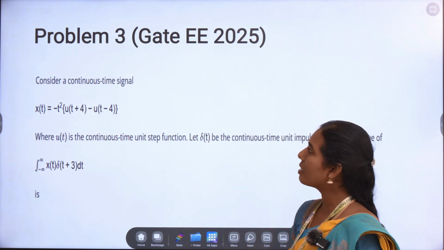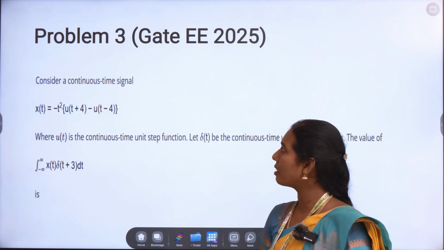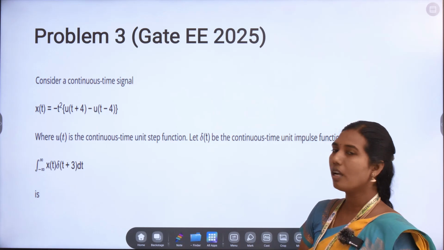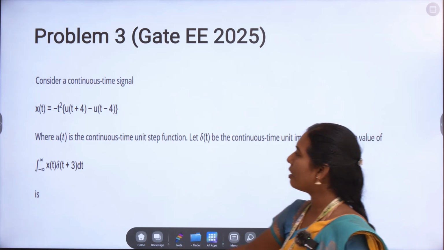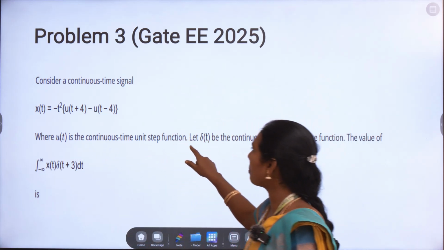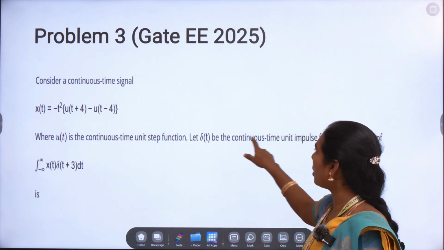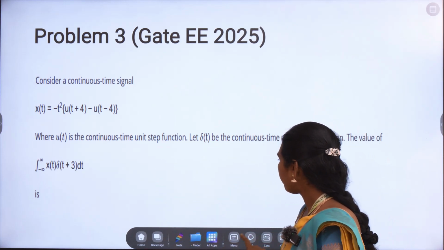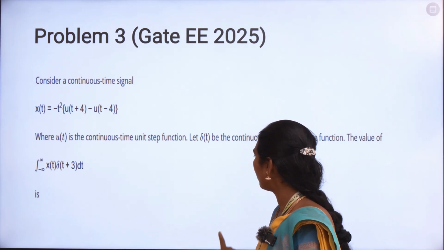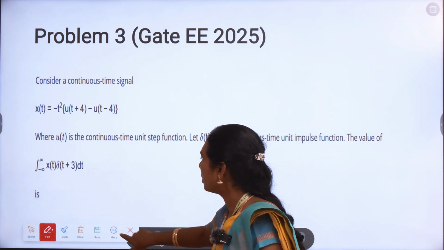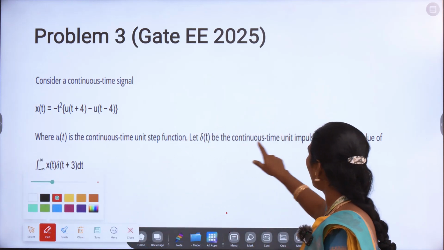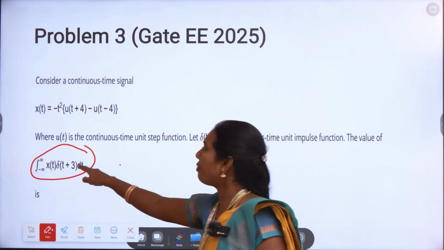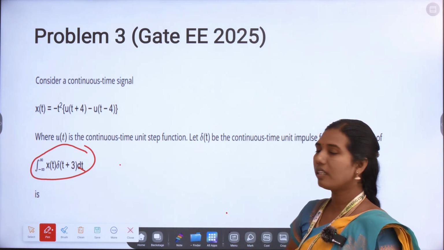So problem 3 is, considering a continuous time signal x of t equal to minus t square into u of t plus 4 minus u of t minus 4. Here u of t is the continuous time unit step function and delta of t is the continuous time unit impulse function. They have asked to find the value of the integral of x of t delta of t plus 3 dt.